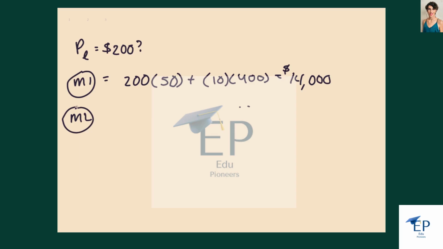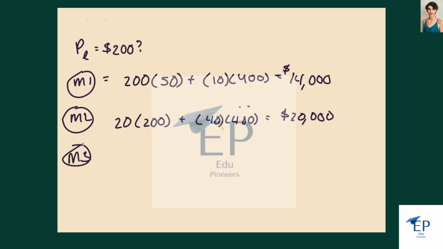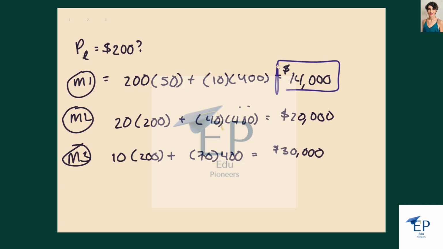Method 2, we have 20 units of labor times $200 plus 40 times 400, which is equal to 20,000. And in method 3, we have 10 units of labor times $200 plus 70 times 400, which is equal to 30,000. So in this situation, 14,000 is still less than 20,000 and 30,000. So method 1 is still the best choice.